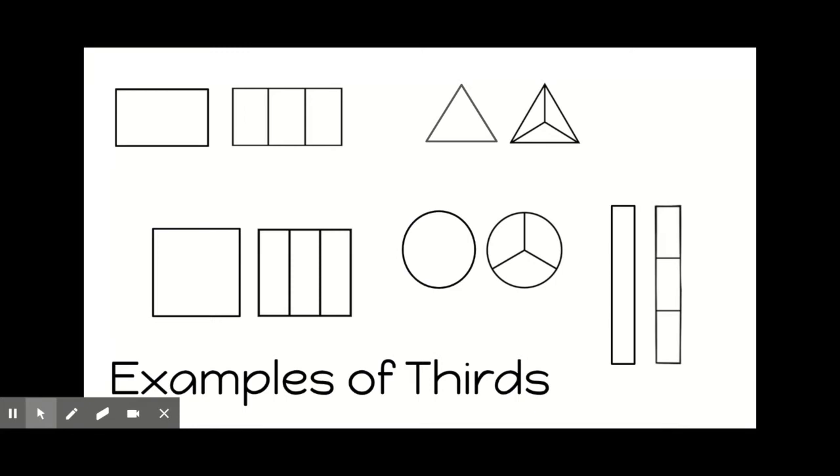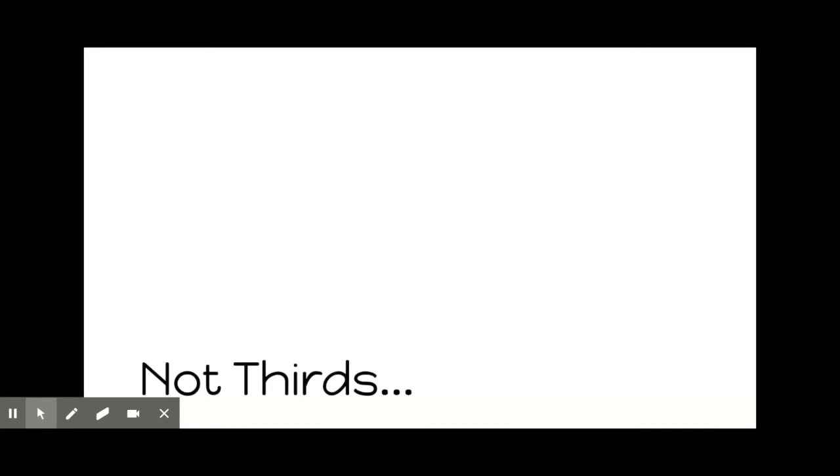Now we have to be careful because sometimes we may think that if we divide a shape into three parts, that it automatically means that we have thirds. However, that is not the case because remember that thirds must be three equal parts. So if our parts are unequal, then they are not thirds. Here are some examples of shapes that have been divided into three parts, but they are not thirds.